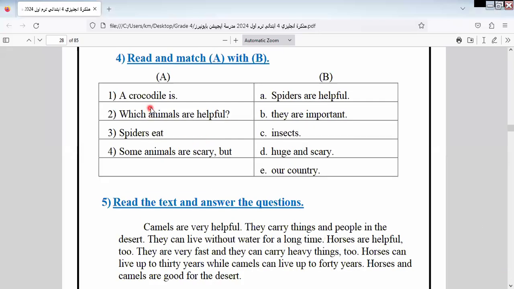Here we have: the crocodile is what? As we know during the lesson, the crocodile is huge and scary. This is number B. Which animals are helpful? Spiders. So thinking, spiders eat what? Insects. We know it during the lesson.